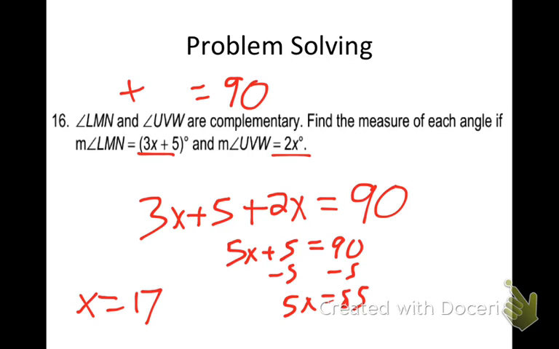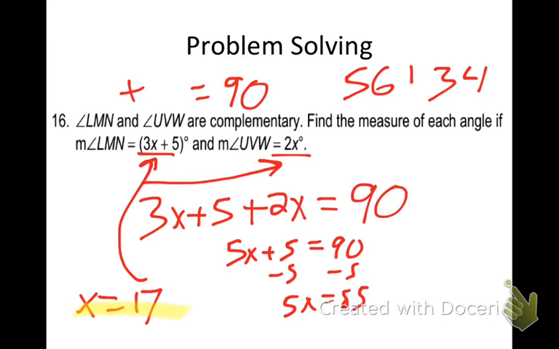Is that my answer? No. What do I want to do? Plug it back in. So I plug it in the first one. 3 times 17 is 51. 51 plus 5 is 56. Plug it in the second one. 17 times 2 is 34. My angles are 56 and 34. Those are complementary angles now.